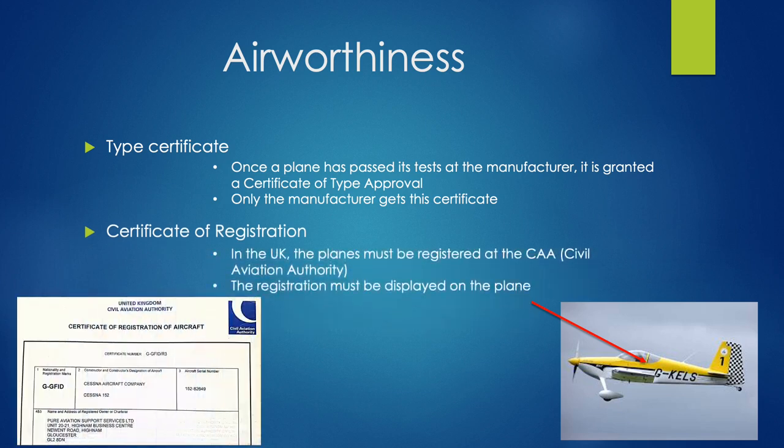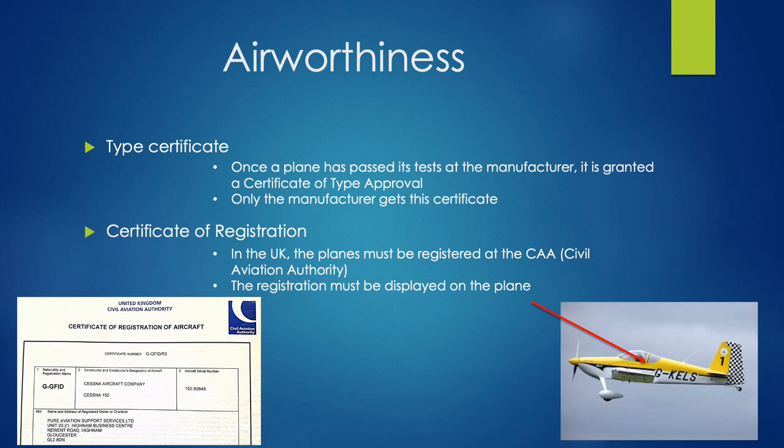We have a certificate of registration, and in the UK, planes must all be registered, so they'll have a registration on the side and possibly under the wings as well, just like you would register a car and its number plate. So it's a way of identifying a particular aircraft. We must have the registration displayed on the aircraft and have a copy of the certificate of registration inside the aircraft as well. And this certificate is one for every particular aircraft.